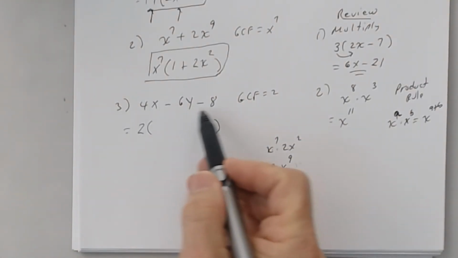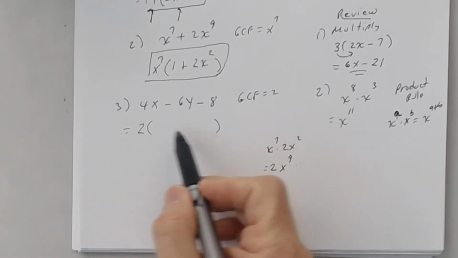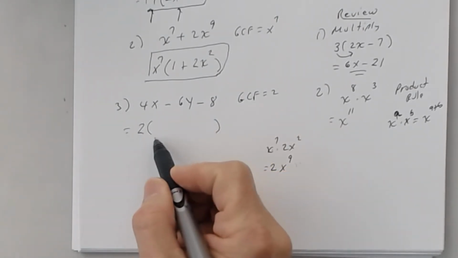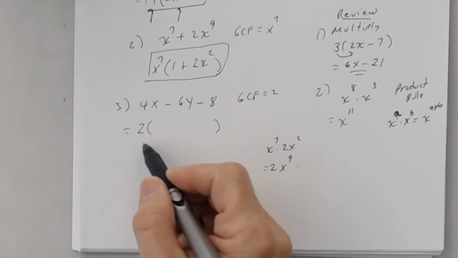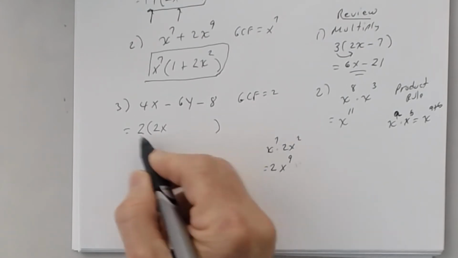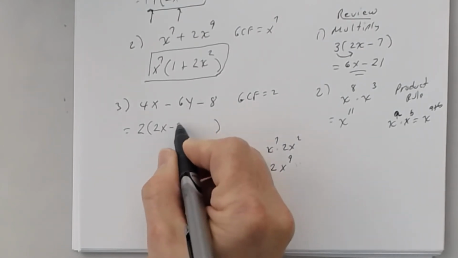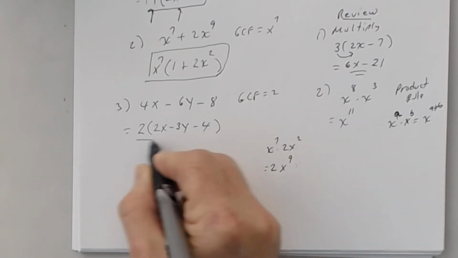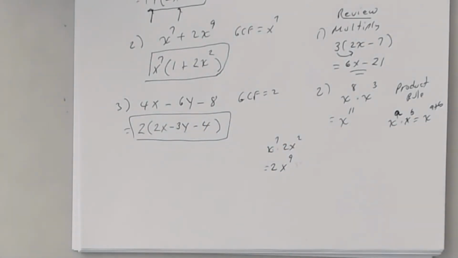How many terms were there originally? 3. How many terms had you better have inside the parentheses? 3. Use the distributive property. 2 times what is 4x? 2x. 2 times what's a negative 6y? Negative 3y. And then 2 times what's a negative 8? There's your answer. You factored. You wrote it as a product of factors using the GCF. You have to use the GCF.